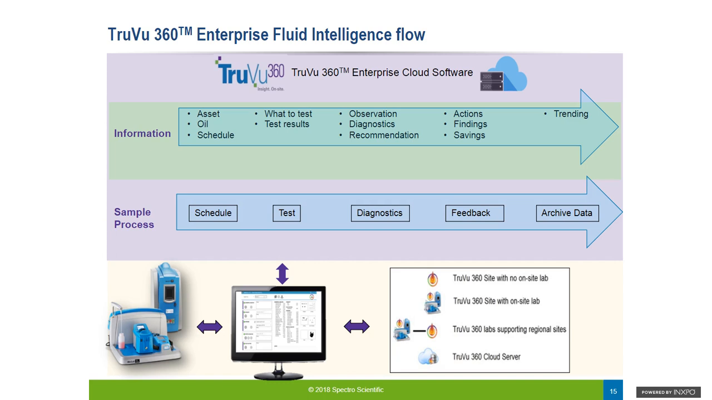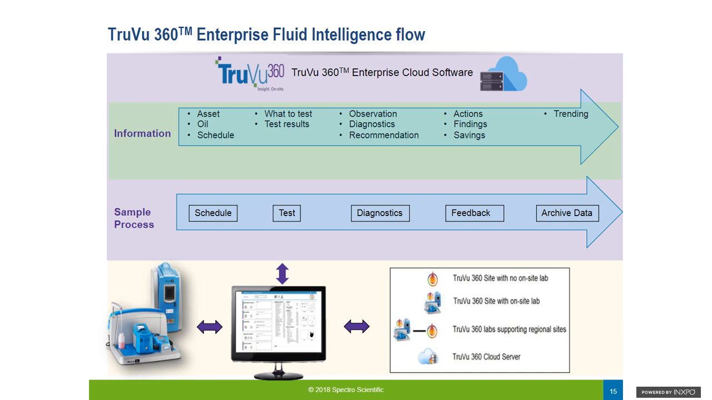A little bit of detail on the flow. I just want to draw your attention to the two main axes. One is the sample process flow, from scheduling a sample, whether that's done on a calendar basis or you create a sample list as you go on a daily basis, to the testing, diagnostics, feedback, and finally archiving the data. We'll come back to some of this in more detail.